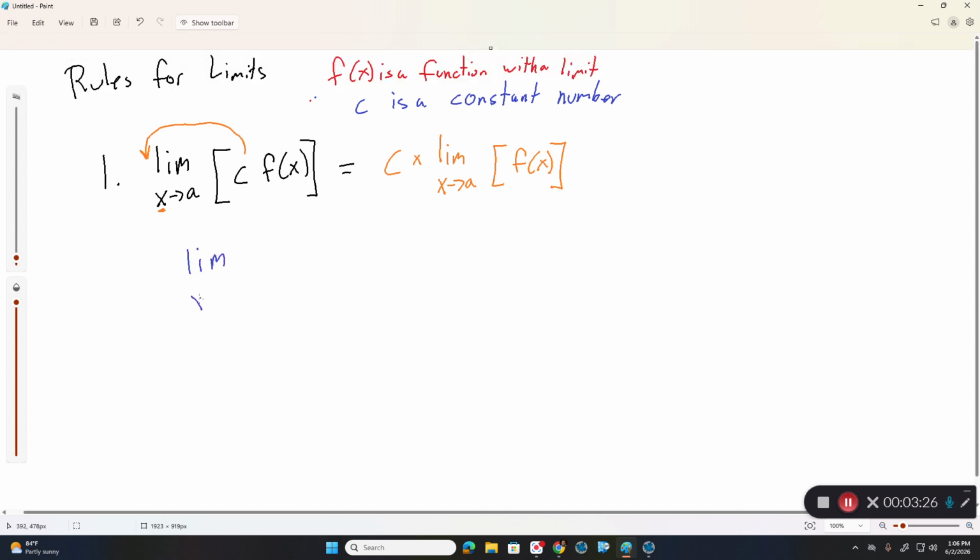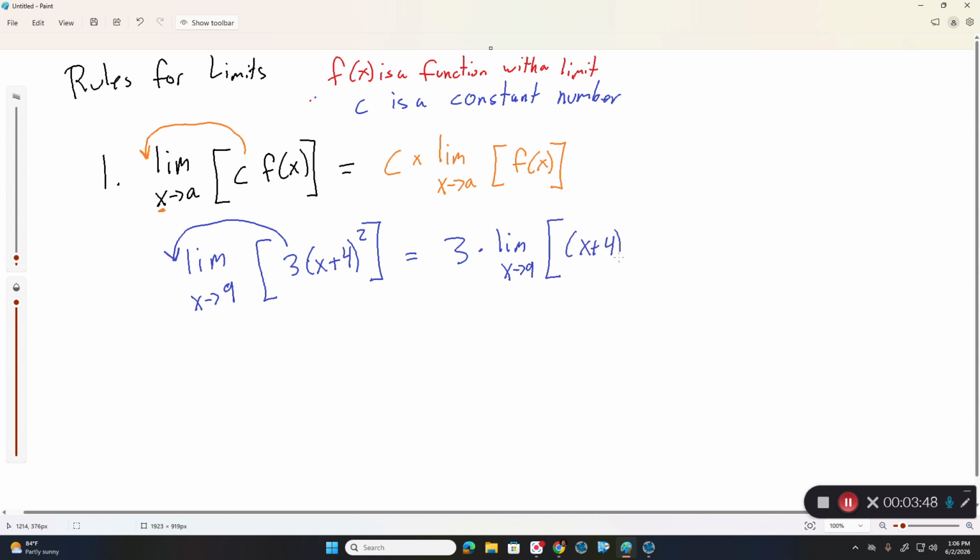what is the limit as x approaches 9 of 3 times (x plus 4) squared? We can pull out this 3 and say this is 3 times the limit as x approaches 9 of the term (x plus 4) squared. Okay? That's one thing that we can do. Now, we would never really do it in this case, but the whole idea is that we can take out these constants. Now, here is another very important thing.